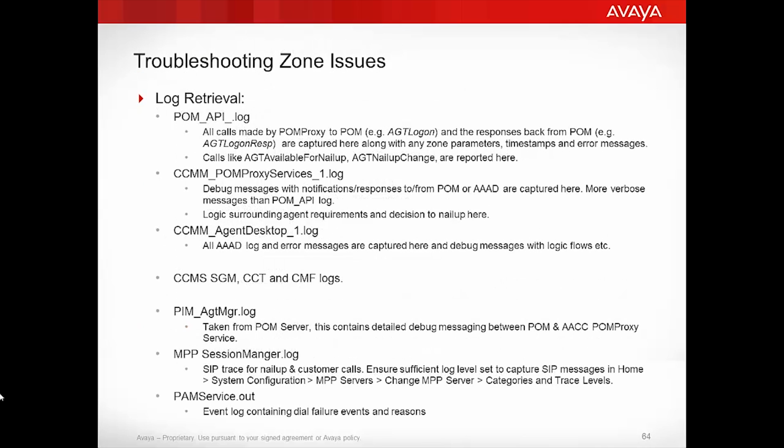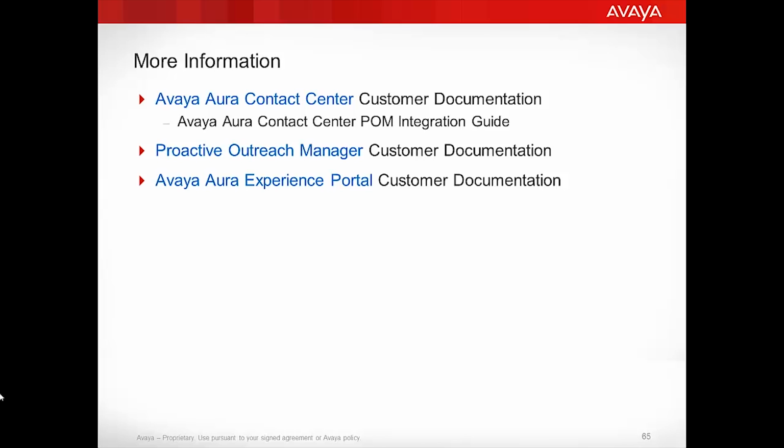For log retrieval, look at the POM API log, the POM proxy services log, agent desktop log, the CCMS, SGM, CCT and CMF logs. On the POM server, look at the PIM agent manager log, the MPP session manager logs. So again, there may be more than one MPP in the environment, and the session manager log should be retrieved from each. And look at the pamservice.out log. For more information, look at the AACC customer documentation, in particular the POM integration guide. You should also look at the Proactive Outreach Manager and the AEP customer documentation.